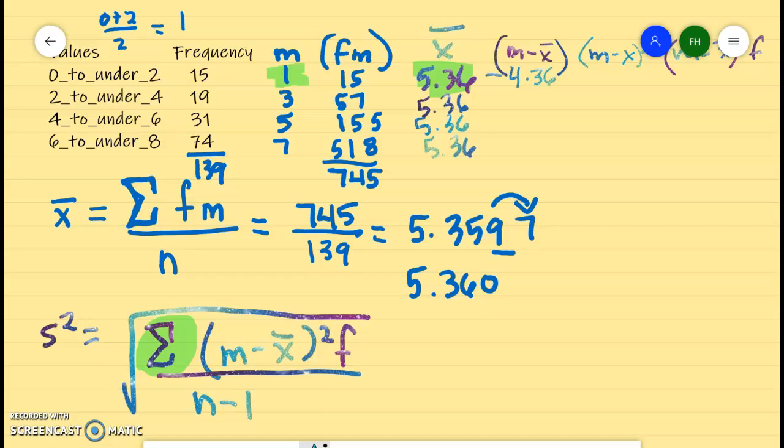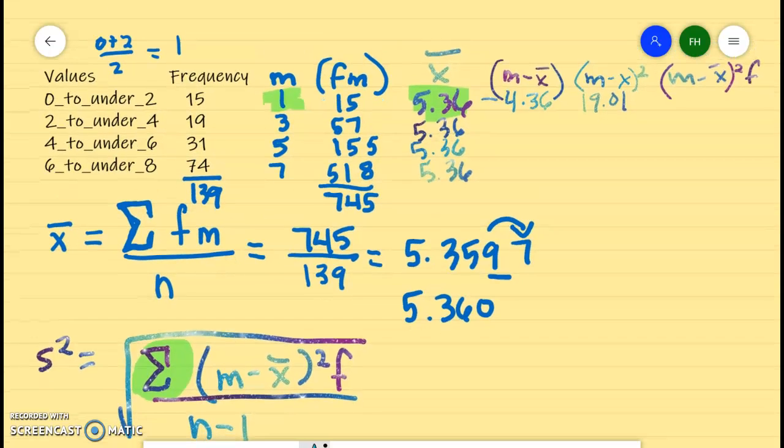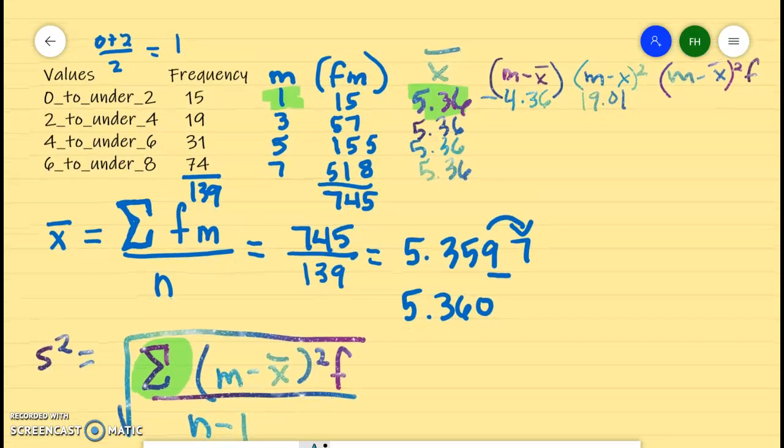So when you square this, you're going to get 19.009, but the 9 is going to round up to 10. So 19.01. Now we're going to times 19.01 times your frequency, which is 15, and you get 285.15. Now we're going to do the next one.